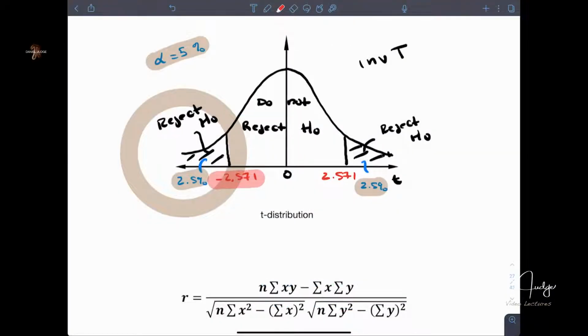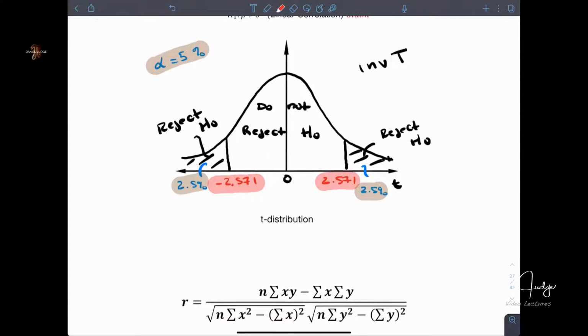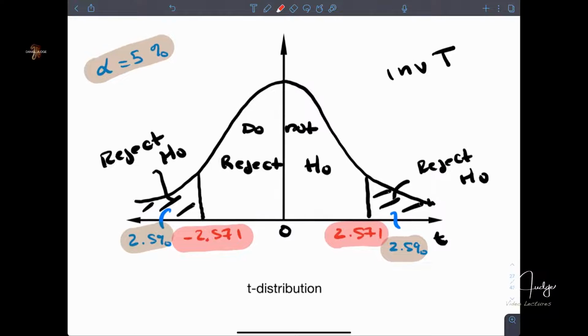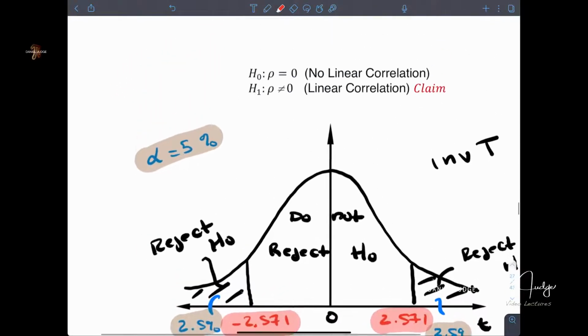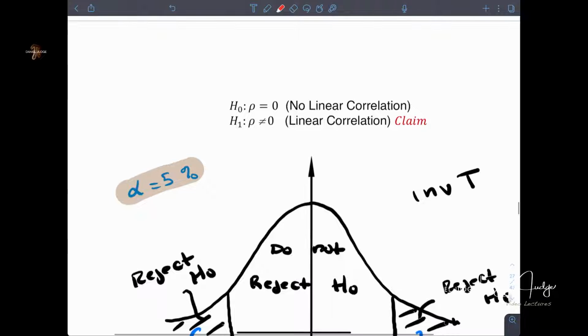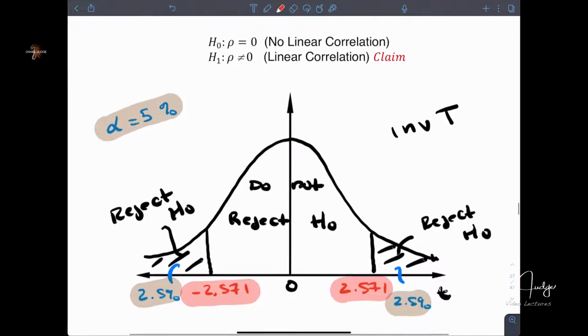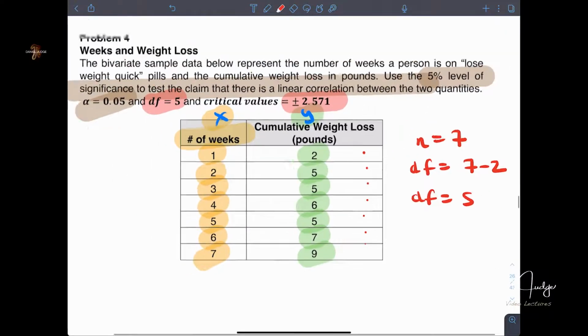Now, it was two tails, so we're going to have the second critical value, positive 2.571. Here's your alpha. Alrighty, so it looks like we're set up here. Remember, your H0, rho is 0. Your H1, rho is not 0. Okay, we're going to test this hypothesis. We're going to enter this information in our TI. So let's go ahead and do that.